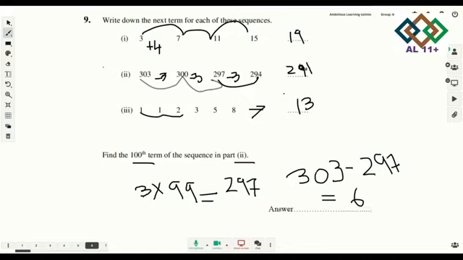It will be 6, because they are asking you this week to find the 900th term of the sequence in part 2. So this is the part we are looking at, and this is how you find the sequence for that one.